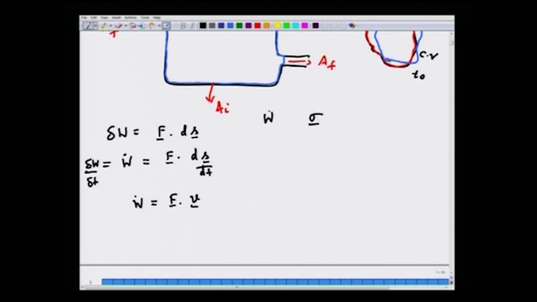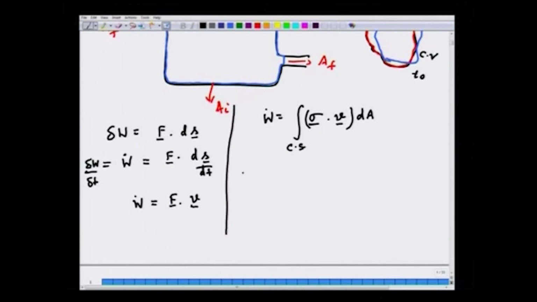So, W dot is the integral of the stress, which is force per unit area, as we have been mentioning, over the entire control surface area. Now, the entire control surface area has three types of areas: A_I, A_F and A_shaft. So, we have to split this integral into these three areas.